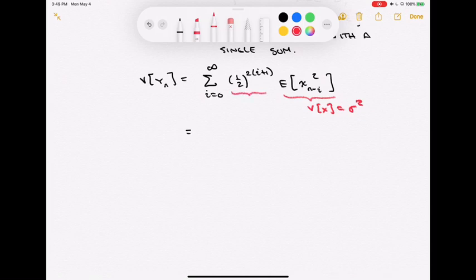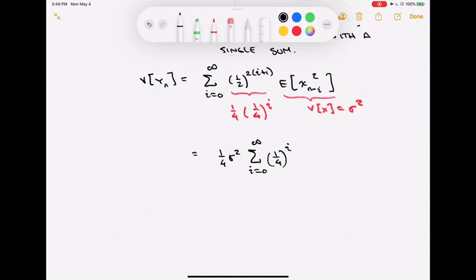This term over here, I could write out as a 1/2 to the 2. That's a 1/4 times a 1/2 to the 2i. Well, I can write that 1/2 to the 2i as a 1/2 squared to the i, that's just 1/4 to the i. The 1/4 term out front and the sigma squared are both not functions of the sum variable i, and so I could pull those guys out. So I would get a 1/4 sigma squared summation i equaling 0 to infinity of 1/4 to the i. This is just a geometric sum.